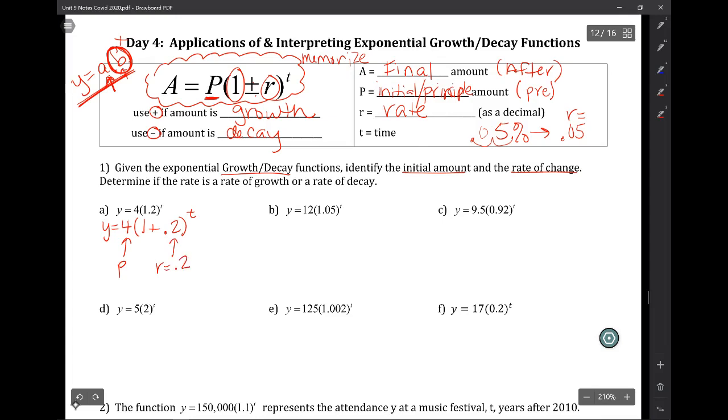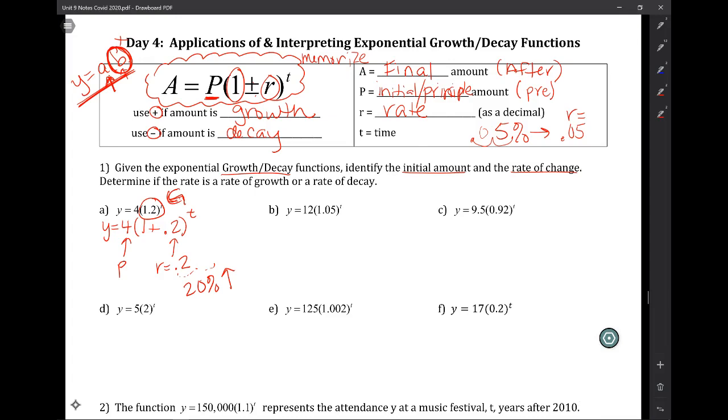0.2 is going to be our R value. So now if I know the rate and I want to turn it into a percent, all you have to do is move that decimal place 2 times. And that would be a 20% growth. And I know that it's growth because the base, so that's G for growth, the base was greater than 1.